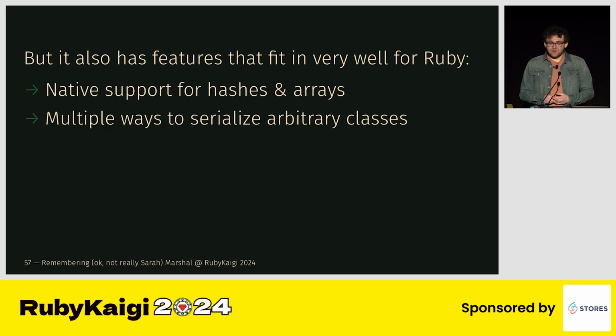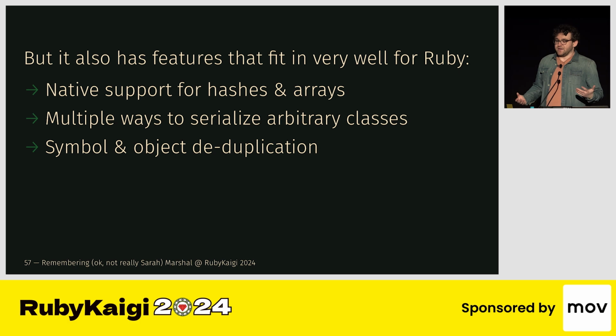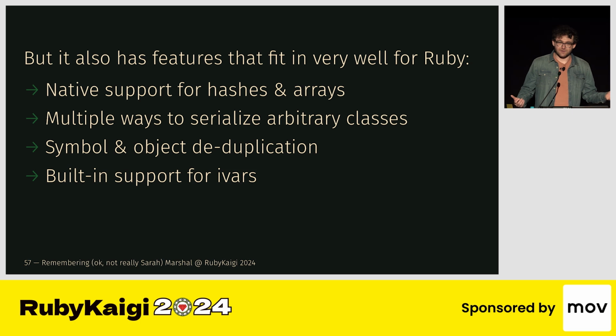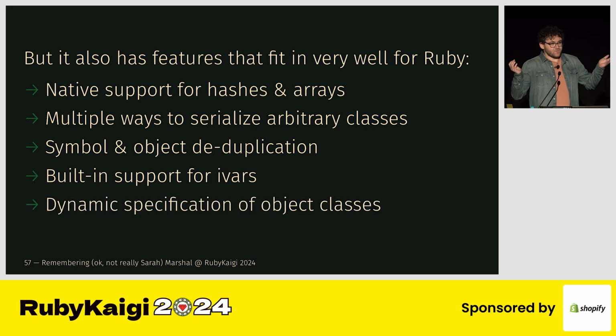Has multiple ways to serialize arbitrary classes, either by giving a list of instance variables or completely custom, here's a binary string, there's a binary string, here's an object, there's an object, do whatever you want. It has support for deduplicating objects and symbols in the stream. And built-in support for instance variables, because we're Rubyists. All of our stuff is stored in instance variables eventually. And also, we're Rubyists. We like just being able to do things at runtime, and dynamism means fun, right? Marshal's got support for that.